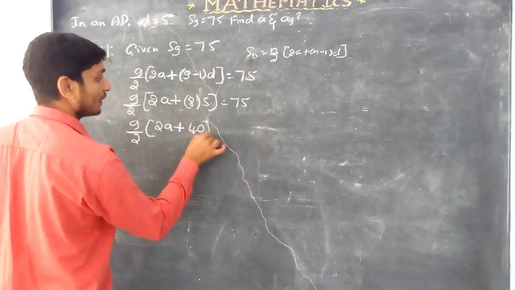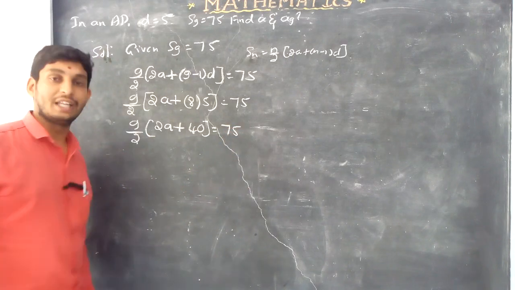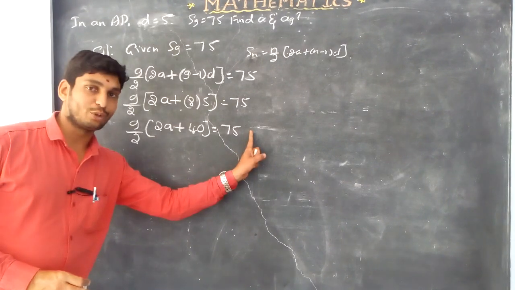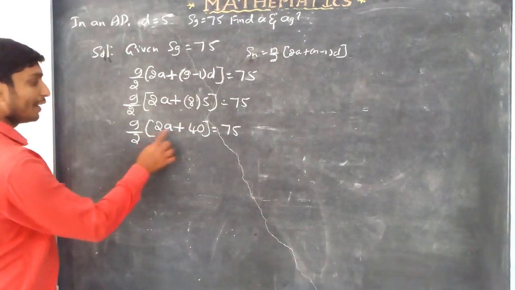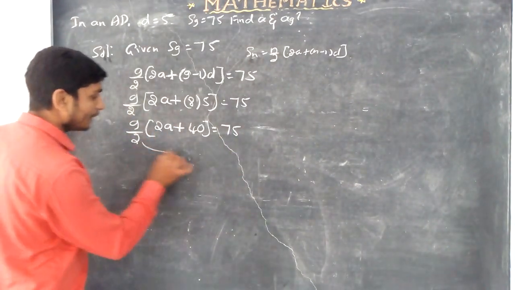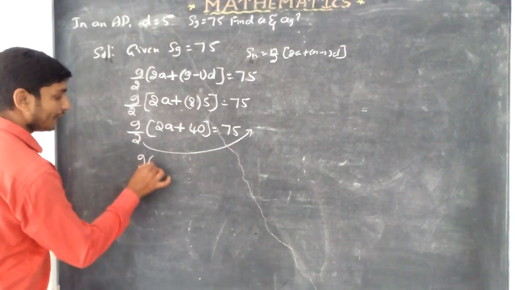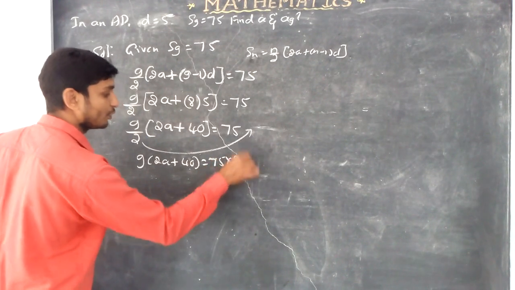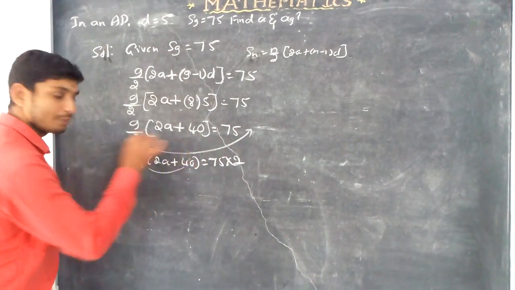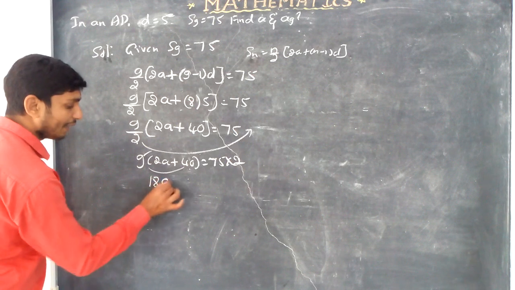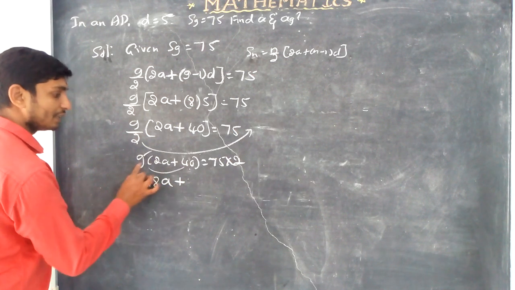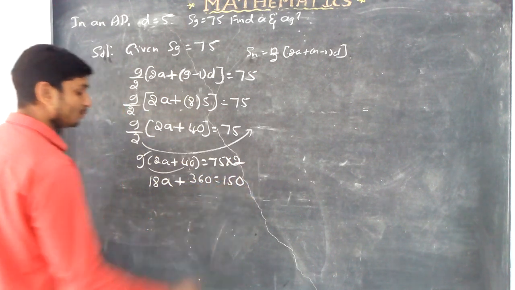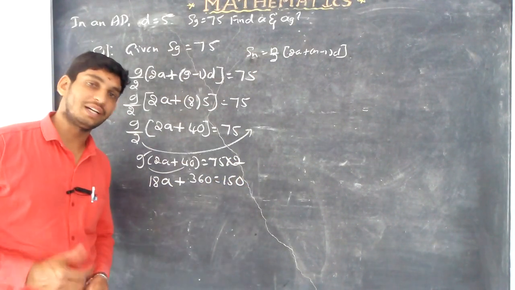8 5s are 40, equals 75 on the other side. Now it is your choice: you can take the 2 to the other side and write it as into 2, or you can take 2 common. Let us take it to the other side. So 9 into (2a plus 40) is equal to 75 into 2. Now it is a monomial times a binomial: 9 into 2 is 18a, plus 9 into 40 is 360, equals 75 2s, it is 150. Correct? 75 2s are 150.